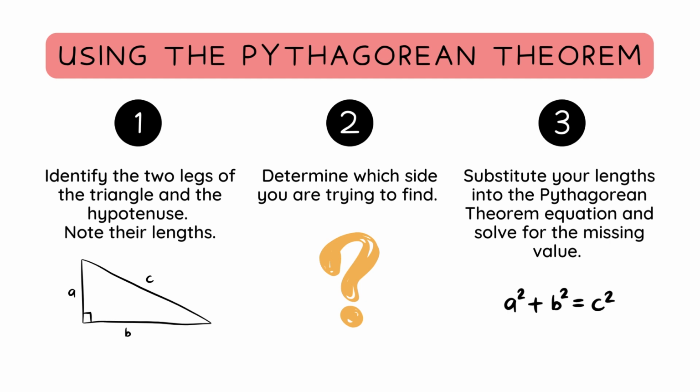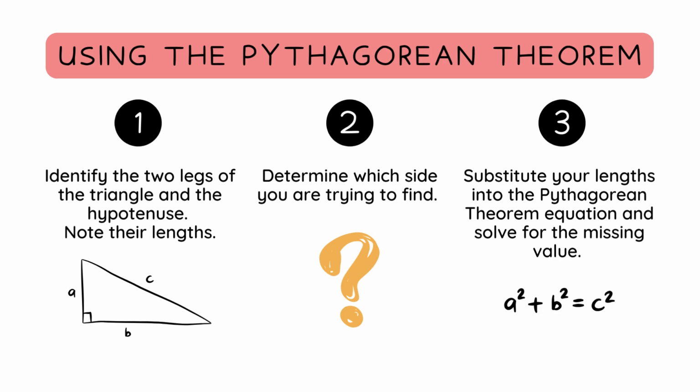Using the Pythagorean theorem, we have to follow these three steps. One is to identify the two legs of the triangle and the hypotenuse. Note their lengths, A and B. First of all, you have to identify those two legs and their lengths. Then move to the second step: which side are you trying to find out? Is it the side C, the side A, or the side B? That's step number two.